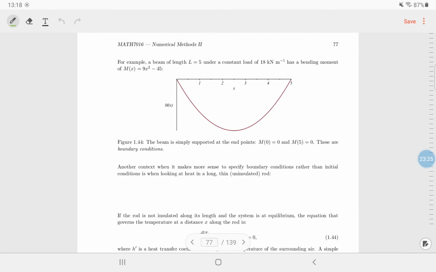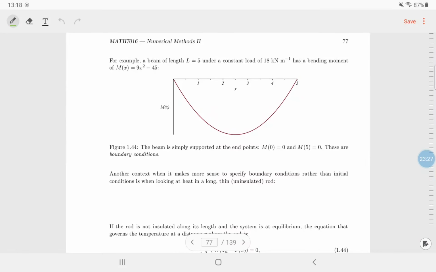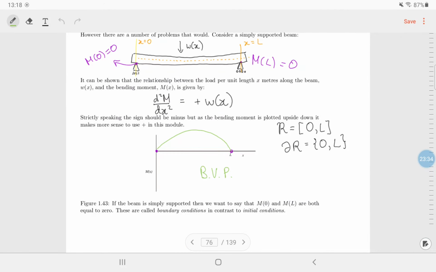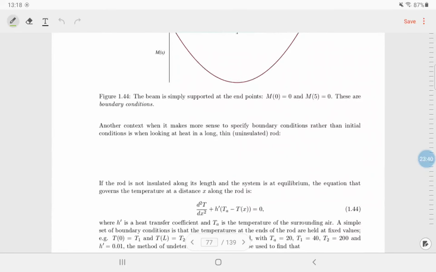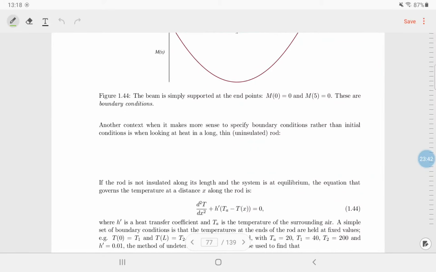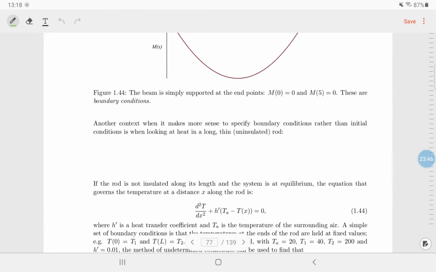So let's look, for example, at a beam of length L equal to 5 under a constant load. Here you see it's plotted upside down, but I could plot it either way. Don't worry about that. Another context when it makes more sense to specify boundary conditions rather than initial conditions is when looking at the heat in a log. It says here it's uninsulated.